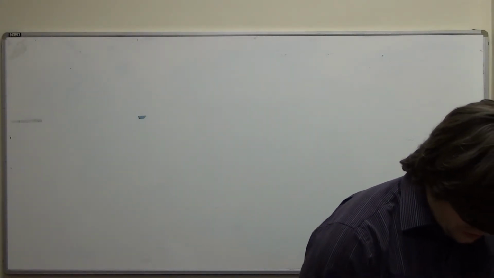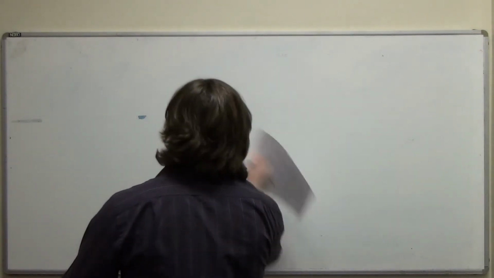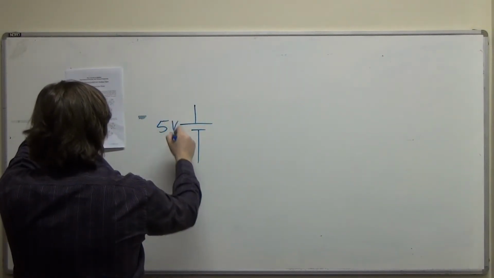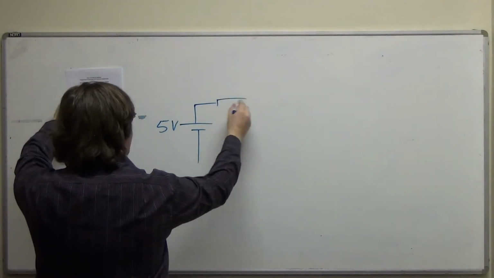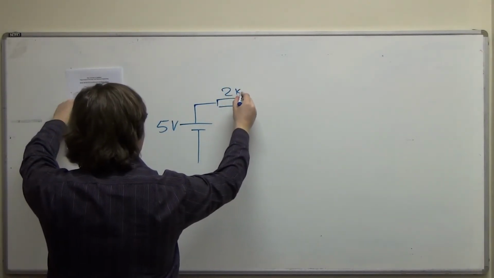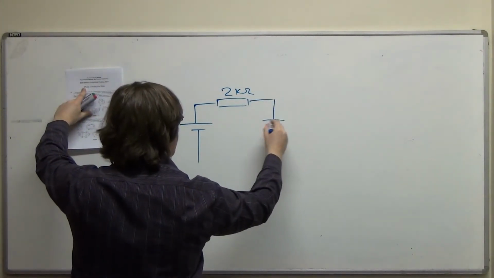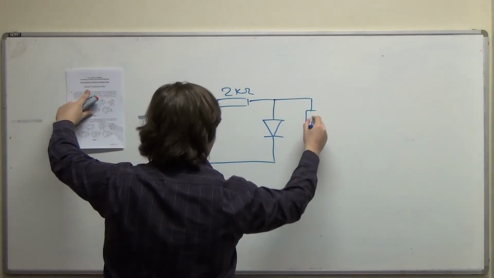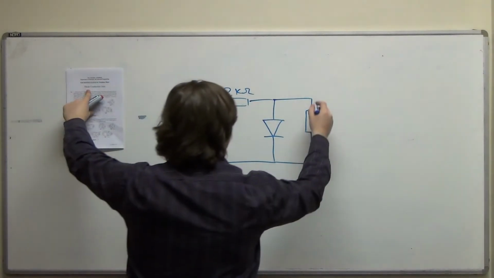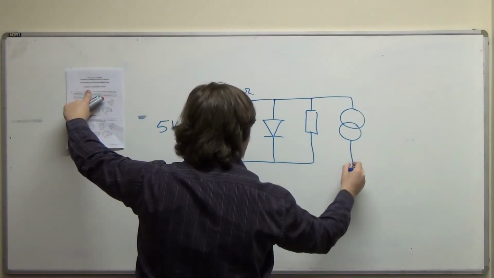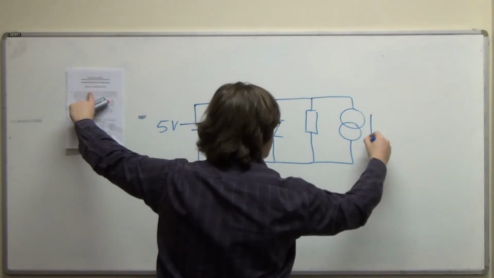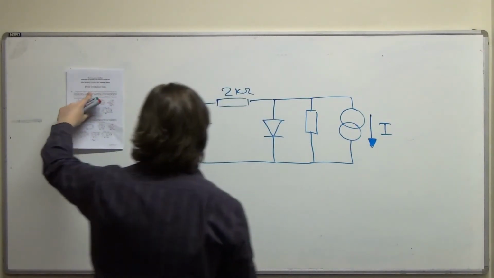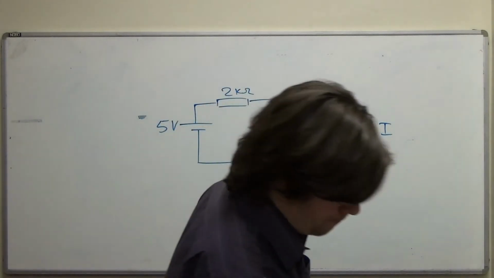So, last one for question 2 is a 5 volt source with a resistor in series with it, which is 2 kilo ohms, and then we've got a diode to ground, and then we've got a resistor in parallel with the diode, and then we've got a current source in parallel with that lot, and the question asks what's the value of I required to put the diode on the point of conduction.